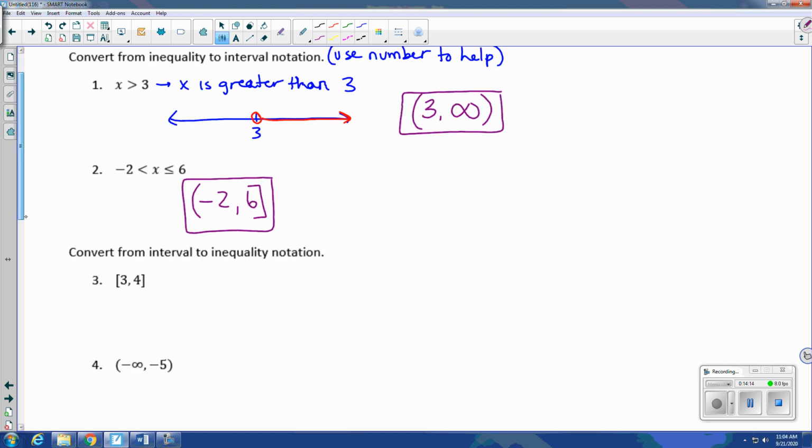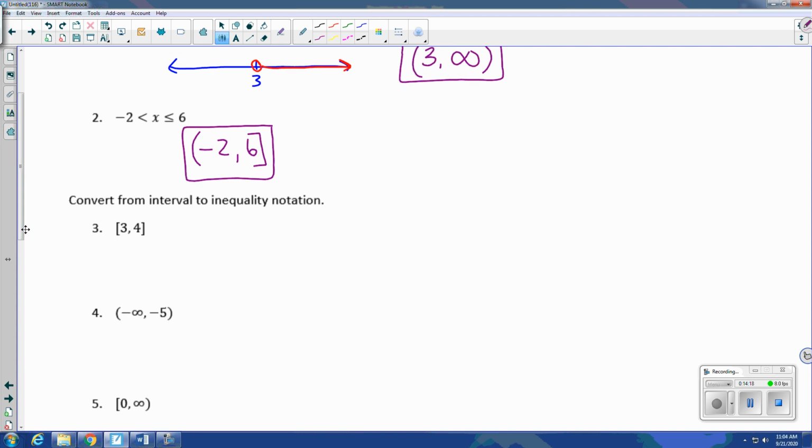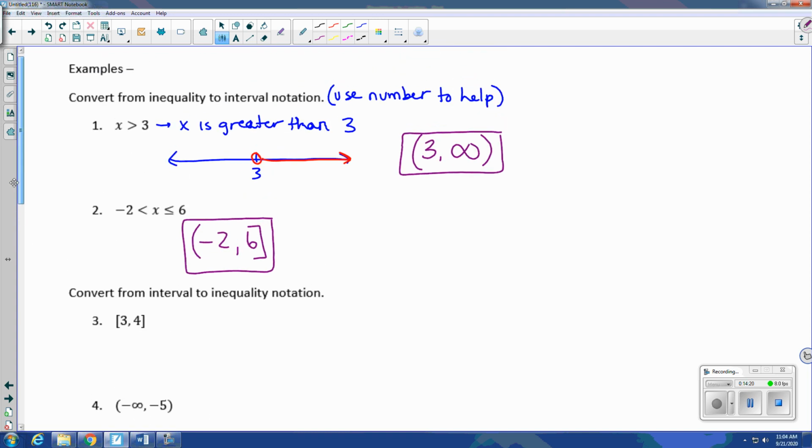So if you want to draw a number line, you can. In number 1, that helped. But number 2, when it's a bounded interval, so we can even make note, let's make sure we can recognize that this first one was unbounded. It's extending forever. The second one is bounded.